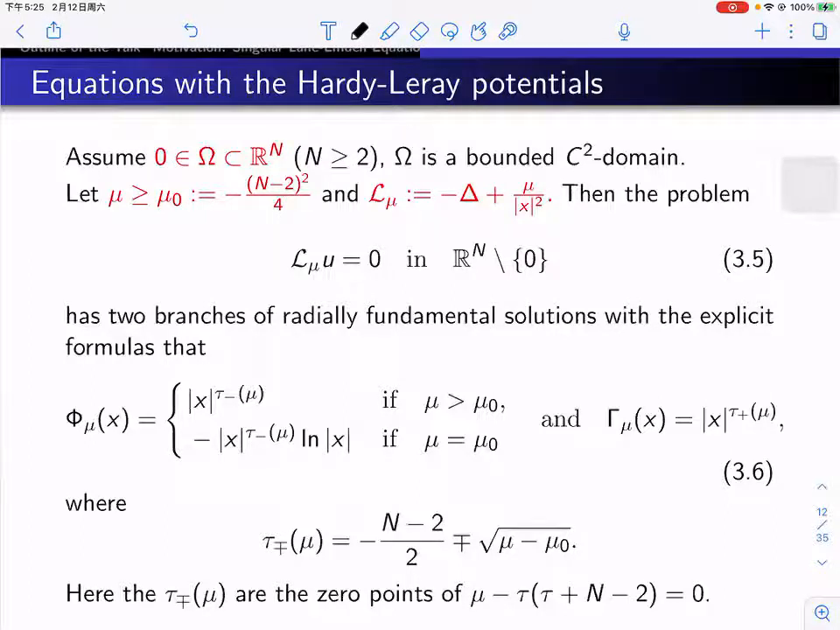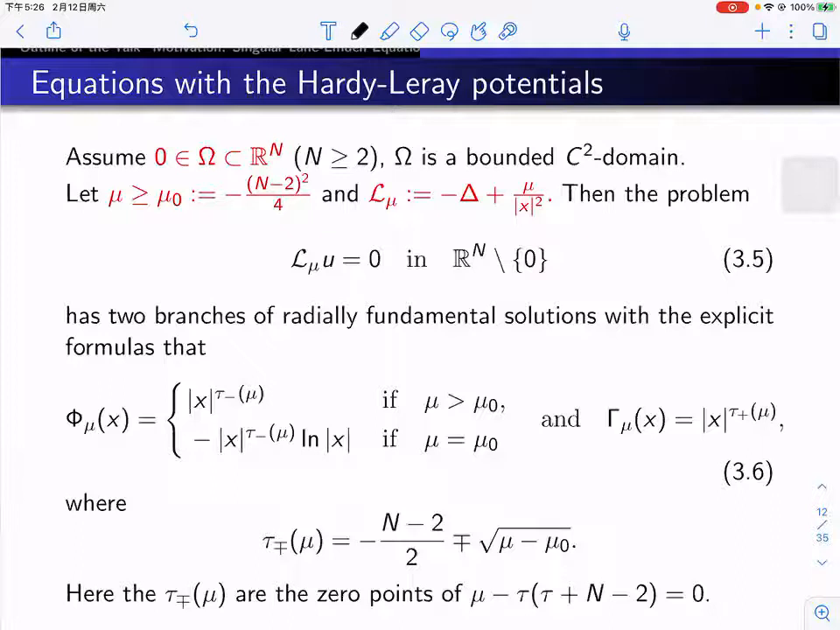If we consider the equation in the whole space minus 0, just like the operator minus Laplace, we can consider the radial solution for this equation 3.5. And we can find, in this case, there exist two branches of radial fundamental solutions. We write them as phi_mu and gamma_mu.